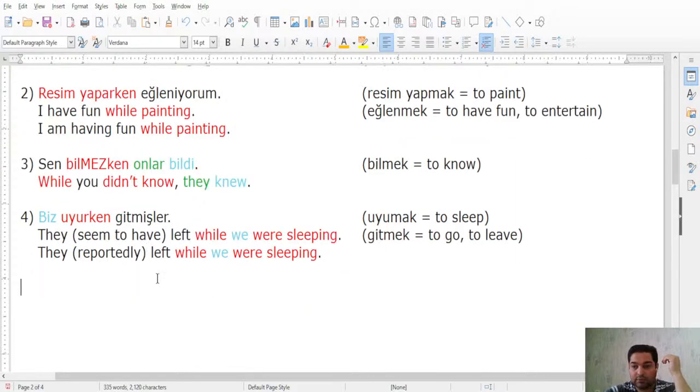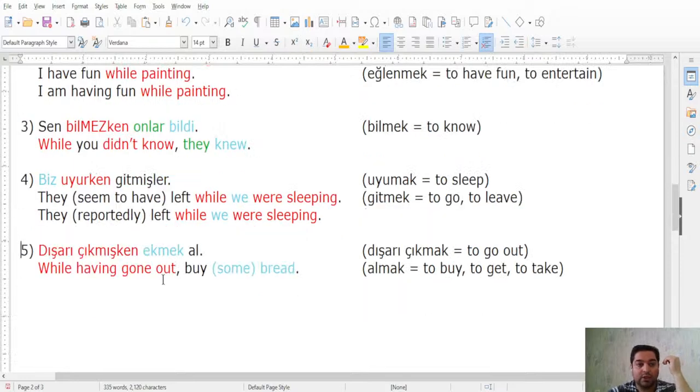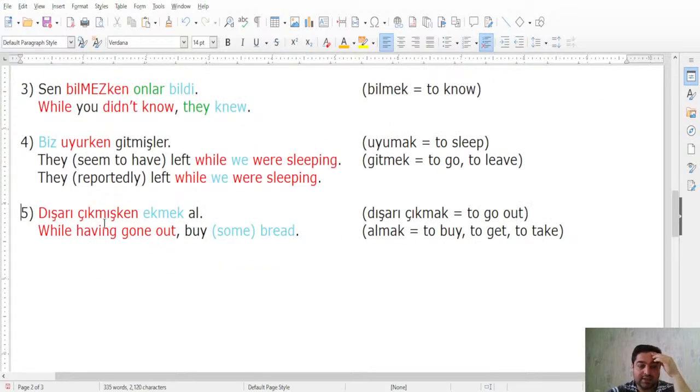Fourth example done. Let me go to the fifth example. Dışarı çıkmışken ekmek al. This structure is very often utilized. Çıkmışken. Now we have the "while" structure added to the reported past tense. Dışarı çıkmak is to go out, and dışarı is "out", by the way. Çıkmışken is a compound verb, but you can also separate them: they are two different words, to go out. So dışarı çıkmışken ekmek al.